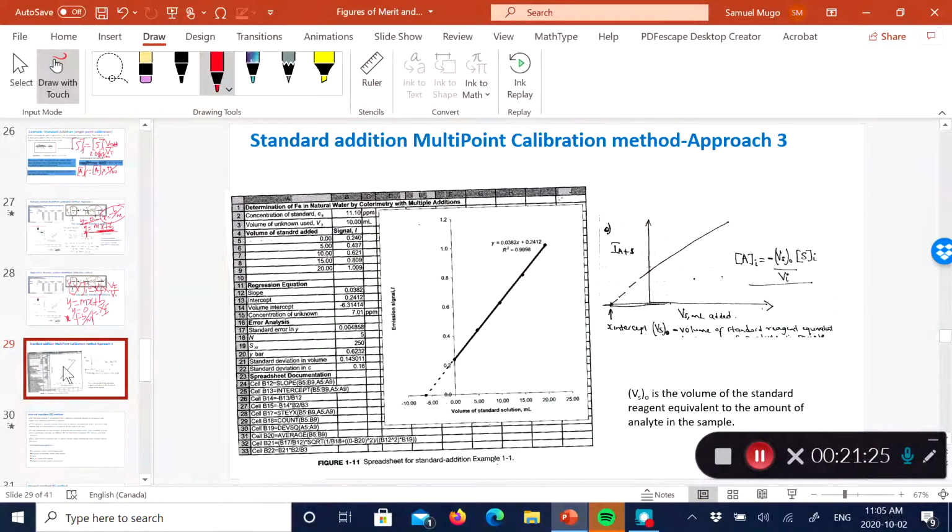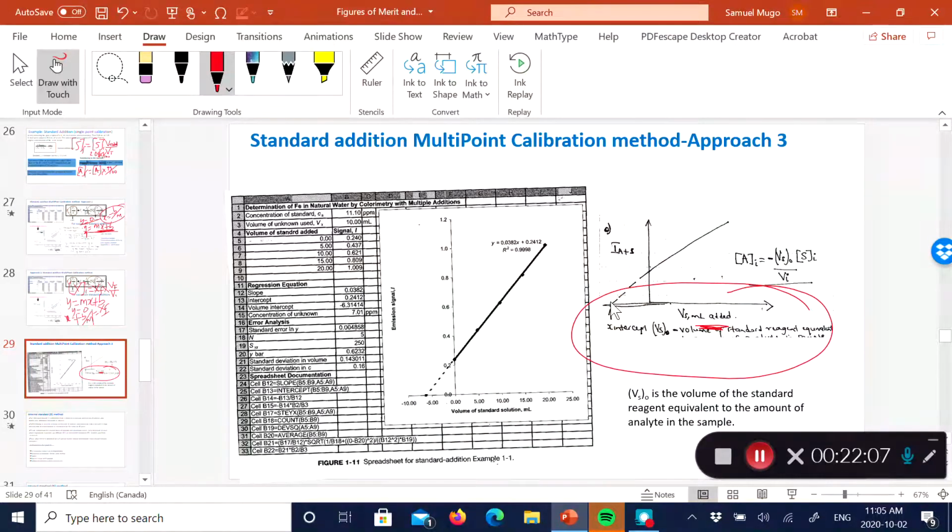But there's another approach that I think is even easier. In this case, the y-axis remains what the instrument spits out at you in terms of the signal. However, for the x-axis, instead of plotting the concentration of the standard, simply plot the volume that you added into each of the volumetric flasks. So take note of this volume, say volume in mLs, that you added in each volumetric flask. Okay, and you do the calibration and it's going to be linear.